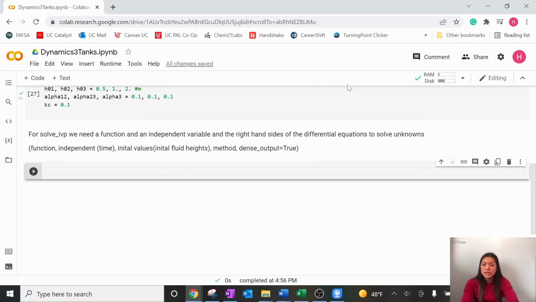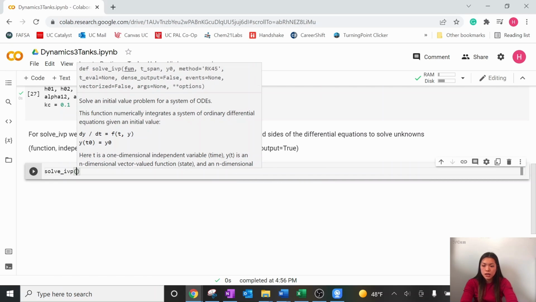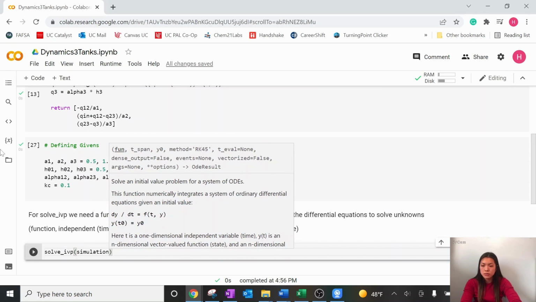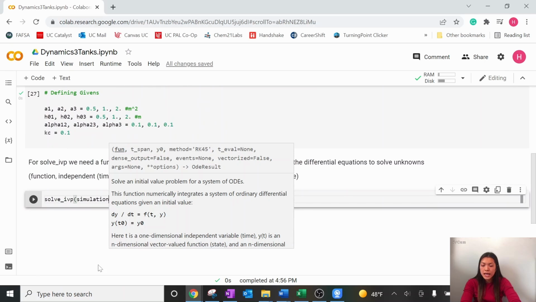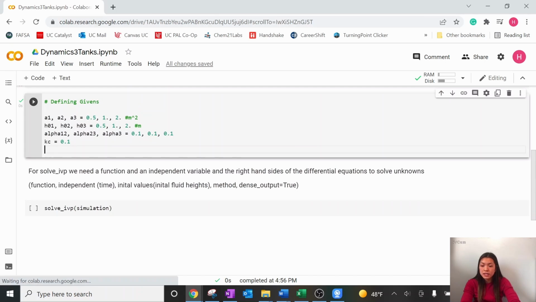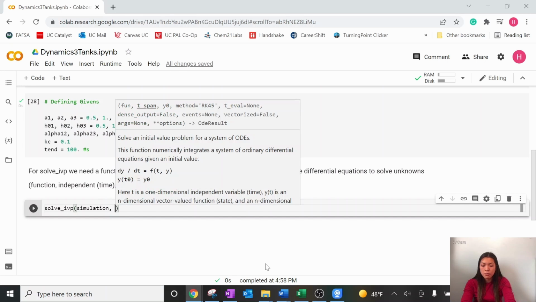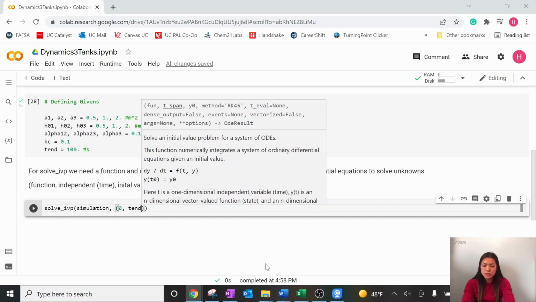And so having all of that stated up here, let's just go ahead and put that in as code. So we're going to use solve_ivp. And so we need the function simulation, or simulation is what we named it. We also need the independent variable time. So we actually have not defined the independent variable time yet. We need to define how long we want the simulation to run. So the time at the end, let's just say we want it to be run for 100 seconds. Now we have the time defined. So it's going to run from 0 seconds to the end time.